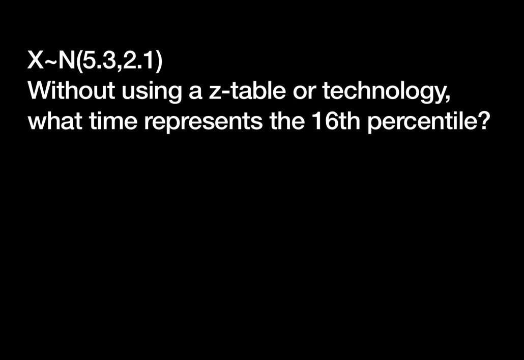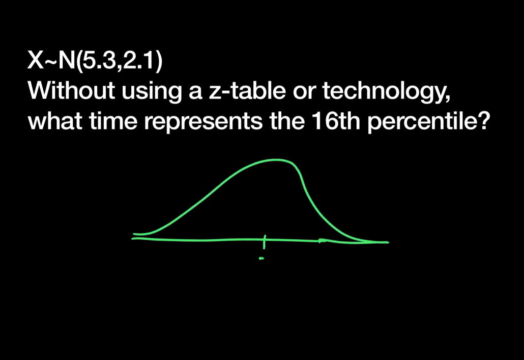Without using a z-table or technology, what time represents the 16th percentile? Well, the minute I see that, I'm just thinking I got to draw a normal curve. 5.3, 1, 2, 3. This is 3.2, this is 1.1. That's going to be negative something. 1, 2, 3, add 2.1, 7.4, 9.5, 11.6. The 16th percentile means 16% of the data is at or below a certain value. So it's going to be somewhere over here.